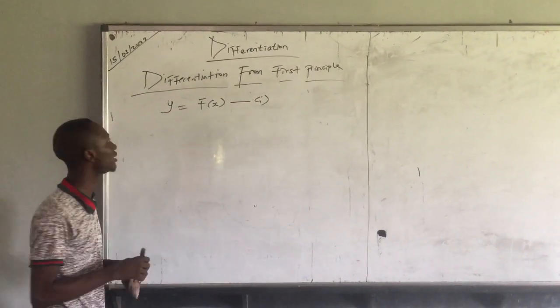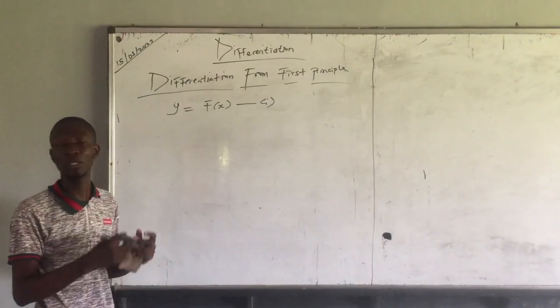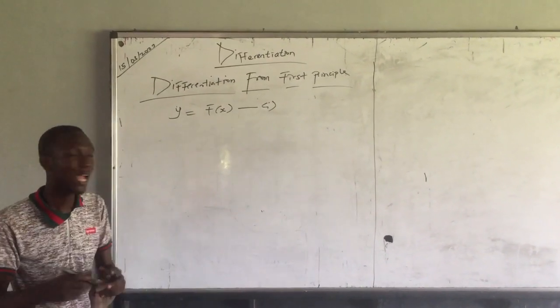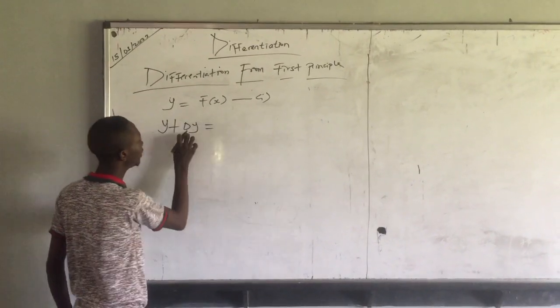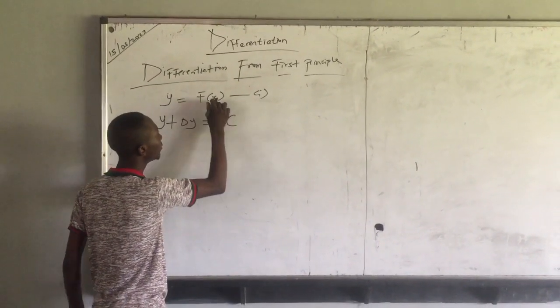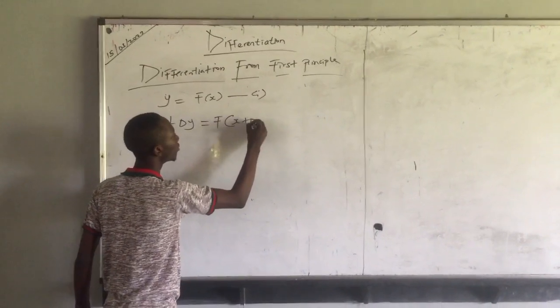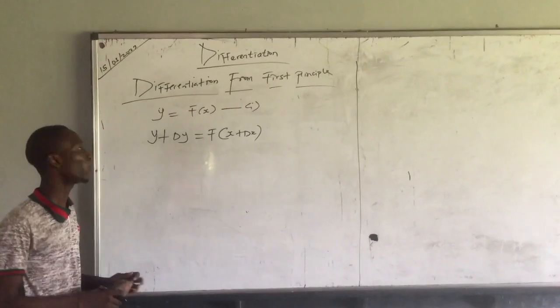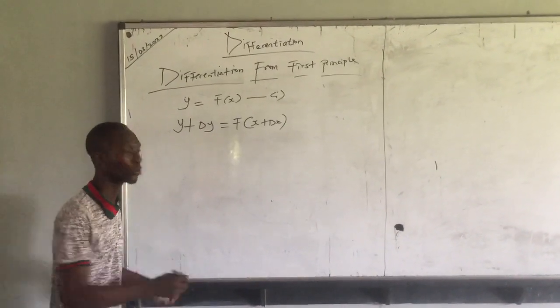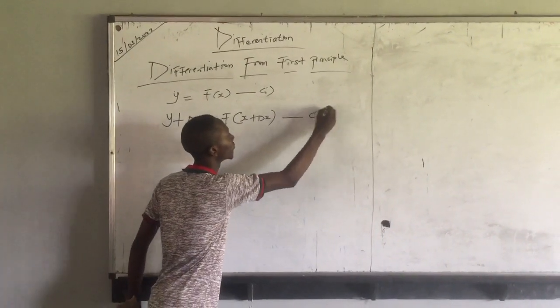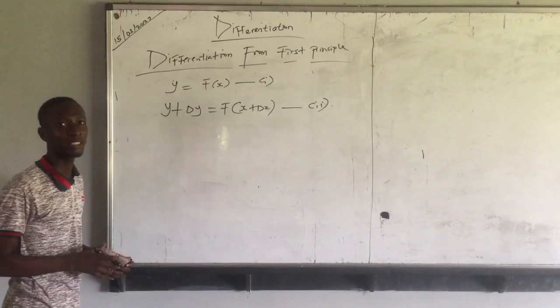Now you know differentiation is changing y with respect to changing x. So when there's a change in y, there will be a change in x. That's differentiation. So we write y plus dy equals f(x plus dx) and we call this equation 2. So what do we do next?